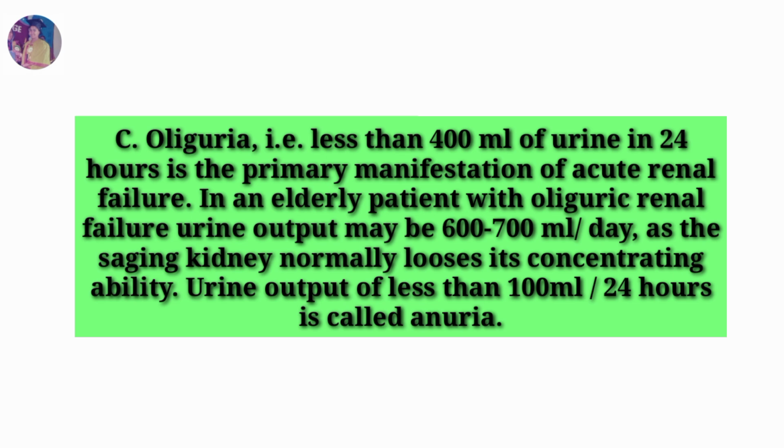Rationale. Oliguria, that is less than 400 ml of urine in 24 hours, is the primary manifestation of acute renal failure. In an elderly patient with oliguric renal failure, urine output may be 600 to 700 ml per day, as the aging kidney normally loses its concentrating ability. Urine output of less than 100 ml per 24 hours is called anuria.